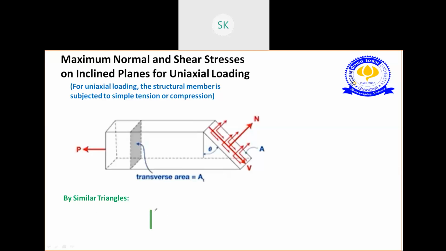This is your one triangle. Again, this is your one triangle. This will be your A. This will be your AT.